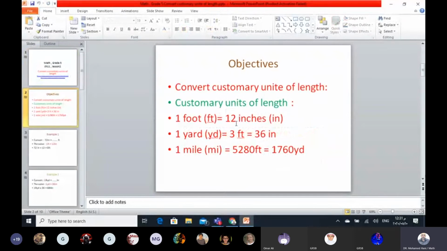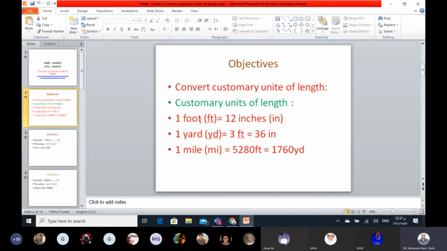So today we want to learn how to convert customary units of length. What's the meaning of convert customary units of length? Convert means a change from one unit to a different unit, from a large unit to a small unit, or from a small unit to a large unit. This is the meaning of convert. Customary units of length, we want to learn today the meaning of the foot, inch, yard, and mile.